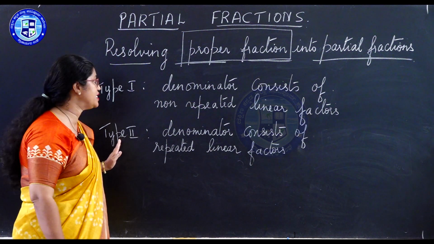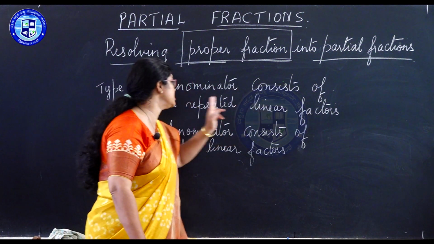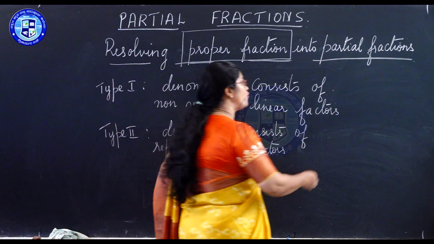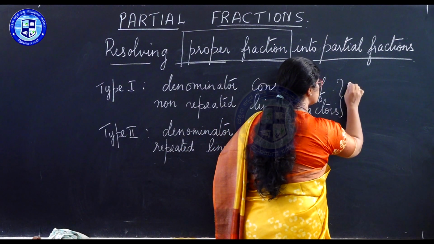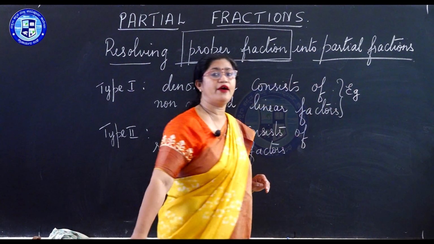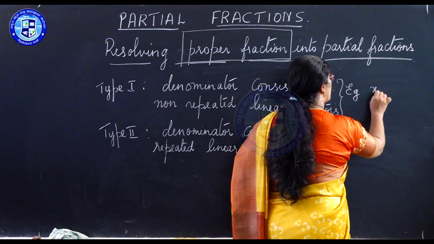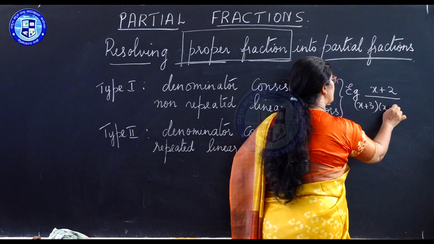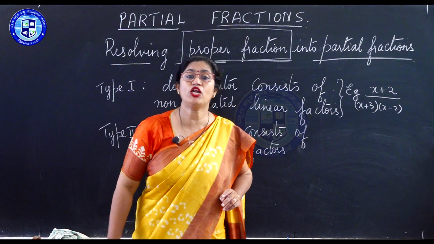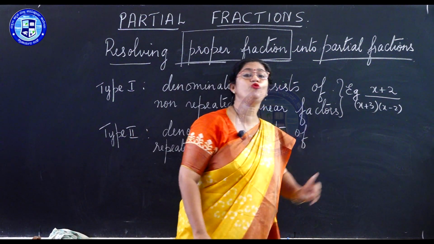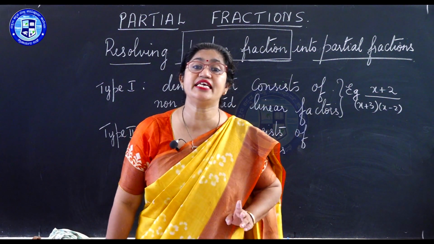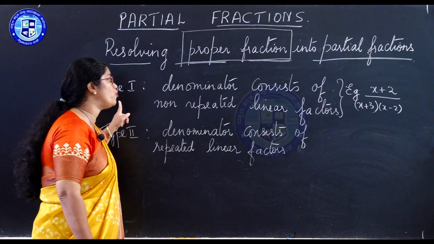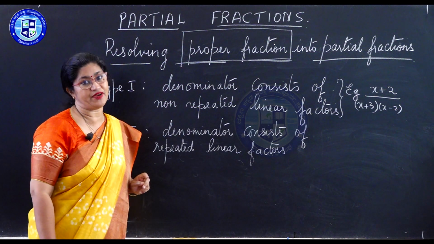Now type 1 is when the denominator consists of non-repeated linear factors. So for example, if you have a term like x plus 2 by x plus 3 into x minus 2, the denominator is having two linear factors and the linear factors are not repeated. So then it belongs to the type 1 non-repeated linear factors.